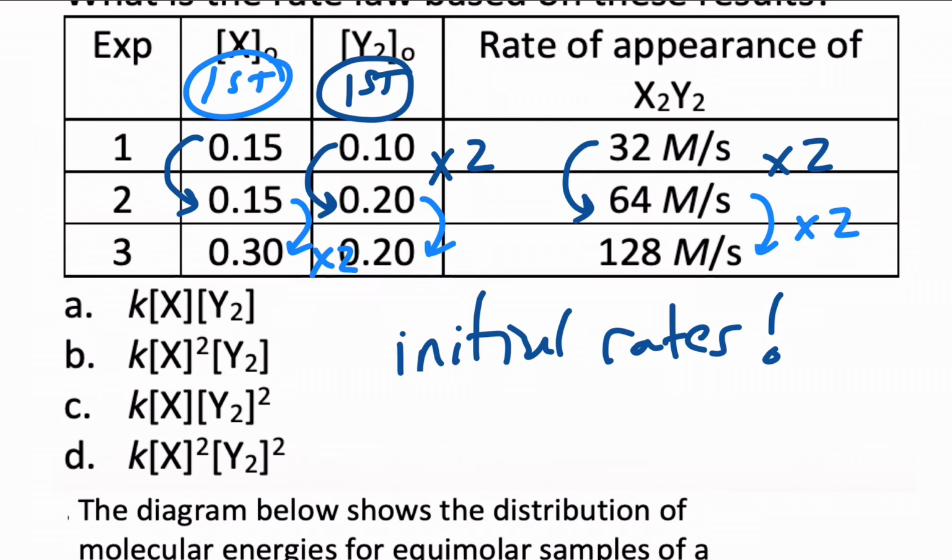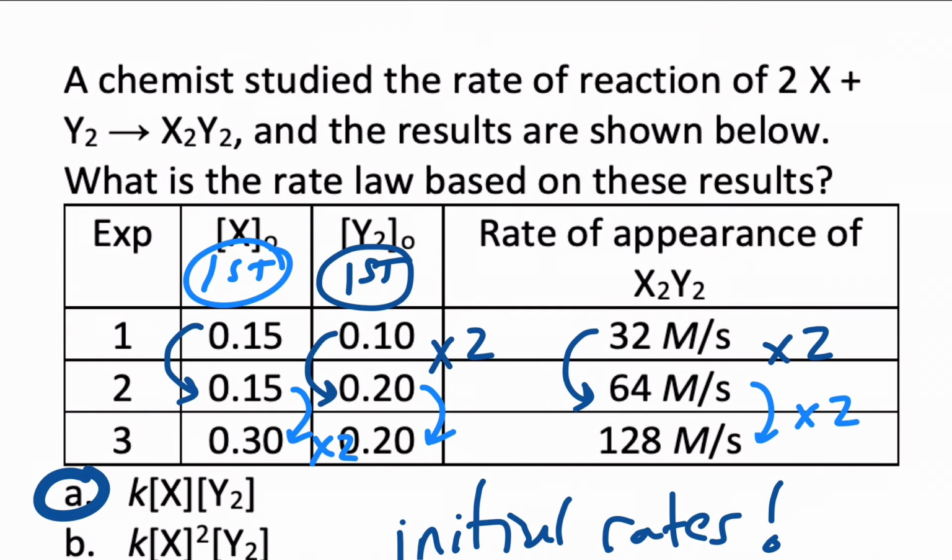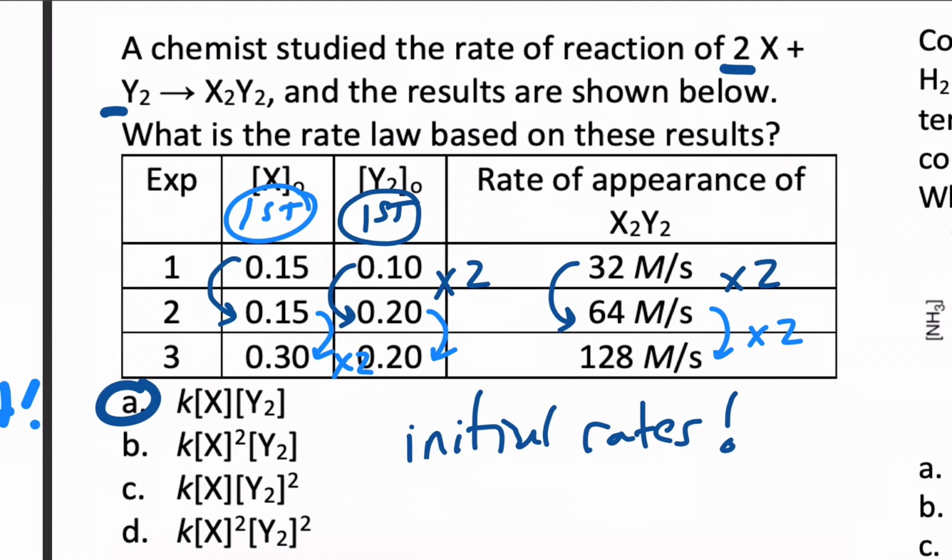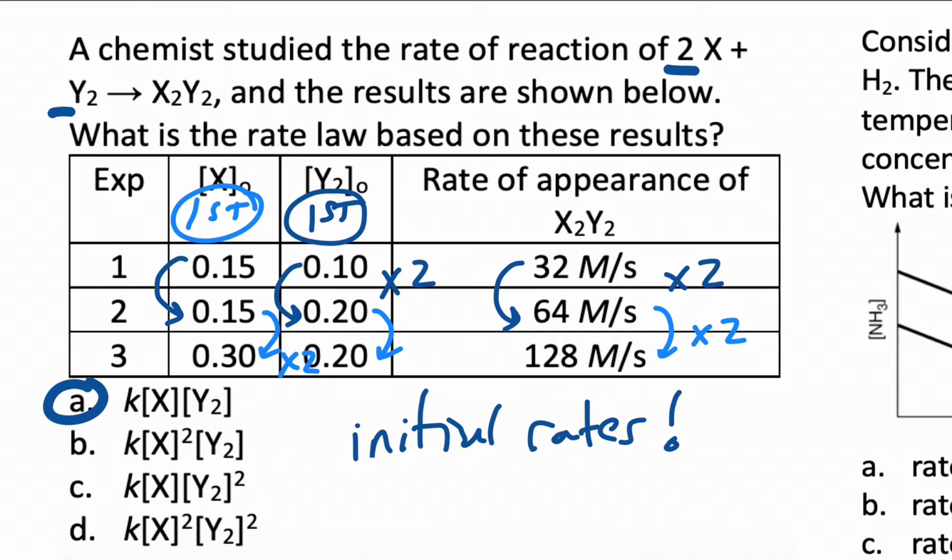So the correct answer to this, just by looking at it, should be choice A, where they are both powers of 1. Notice the orders do not match the coefficients. That's not necessarily true. When that happens, that's because usually the reaction is an elementary reaction and a concerted one that happens all in one step. But that must not be the case for this, because B would have orders that match the coefficients, and that's not the case.